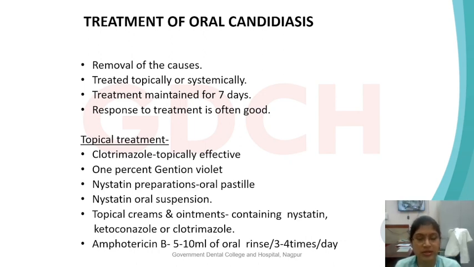Certain preparations are available in the form of oral paste, and they can be given. Certain oral suspensions are also available. Apart from these, topical creams and ointments of antifungal medications are also available. Nystatin, ketoconazole, and clotrimazole are the ones available in topical cream and ointment forms. Amphotericin B can be given, and it is available in oral rinse forms. Otherwise, amphotericin B is given mainly intravenously for fungal infection involving multiple systems.